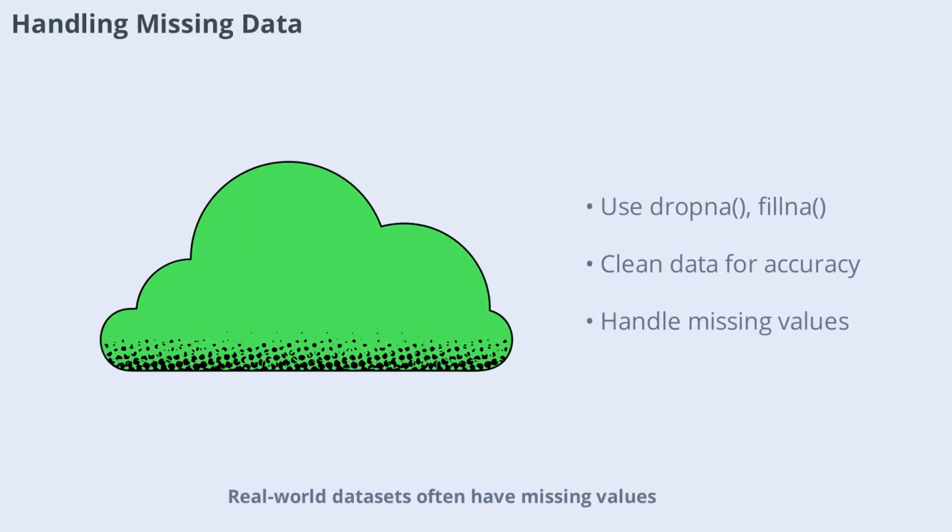Real-world datasets often have missing values. Seaborn handles missing data gracefully, but it's important to clean your data before plotting. Use pandas functions like dropna or fillna to manage missing entries. Clean data ensures your plots are accurate and meaningful. Let's see how to handle missing data in the TIPS dataset before visualizing.